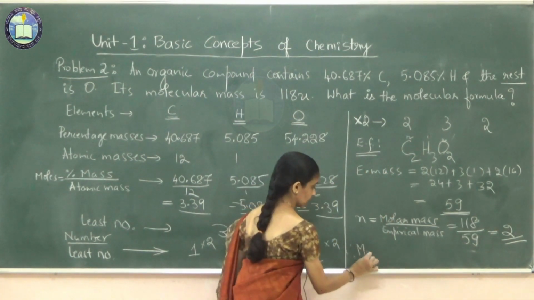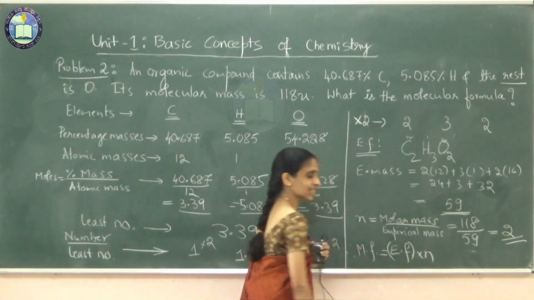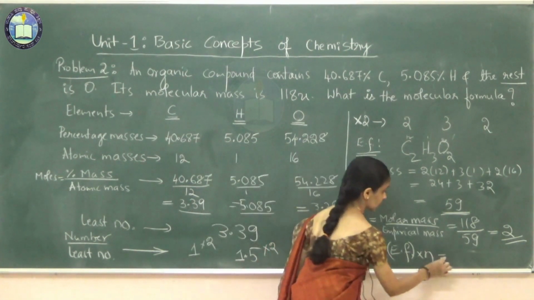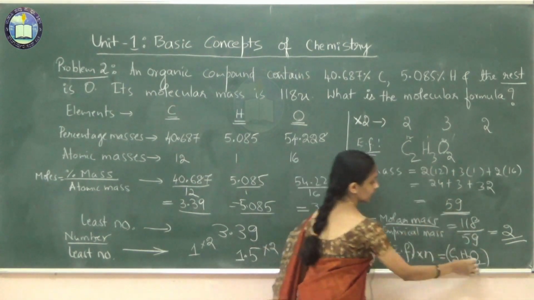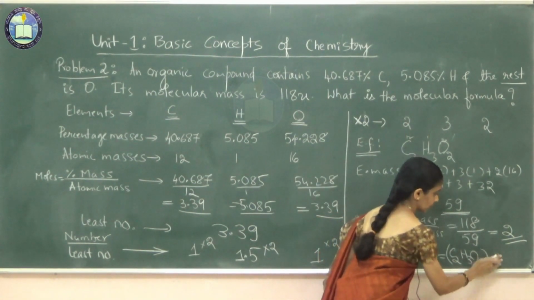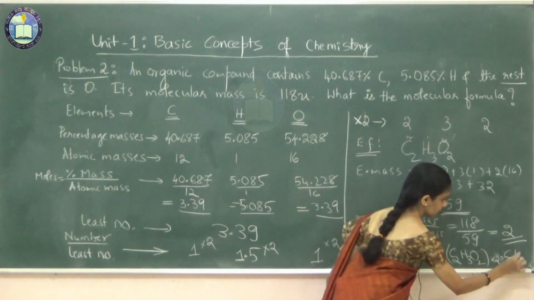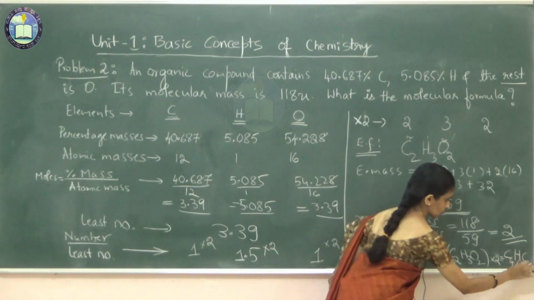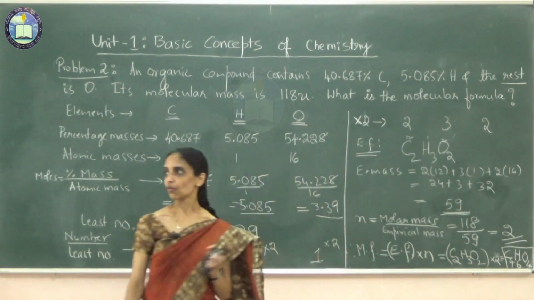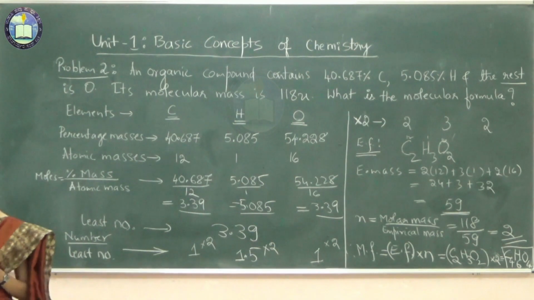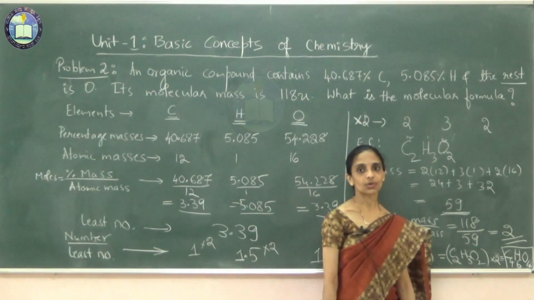Therefore, I can find out the molecular formula, which is equal to empirical formula times n, that's nothing but C2H3O2 into 2, which is equal to C4H6O4. So C4H6O4. This is the molecular formula of the compound.